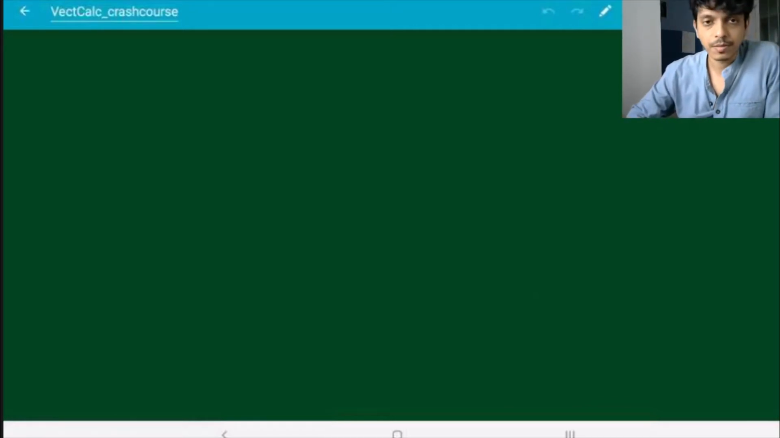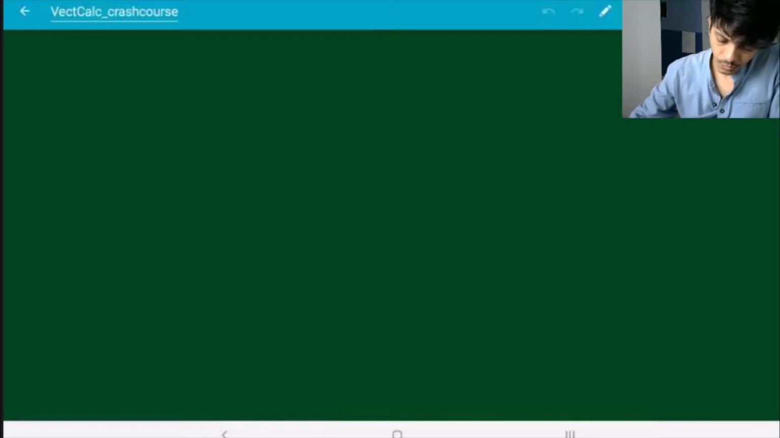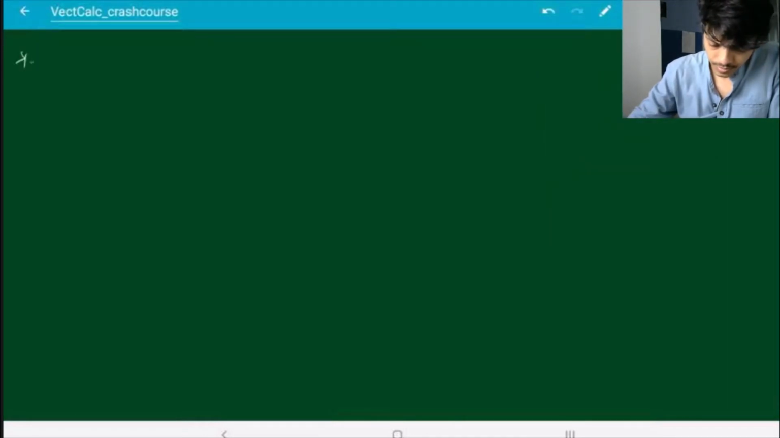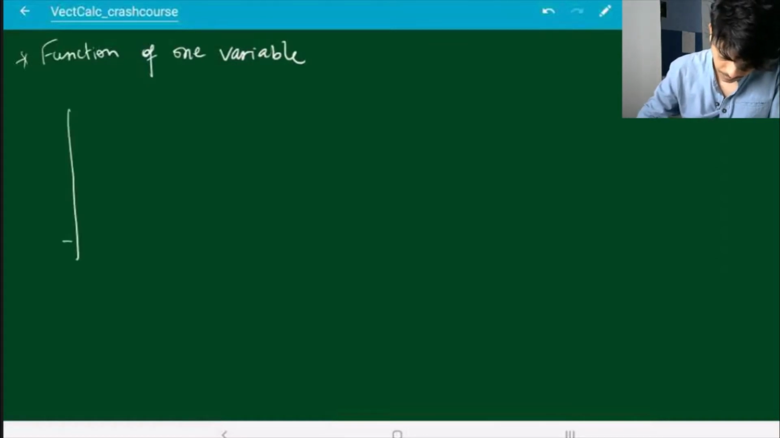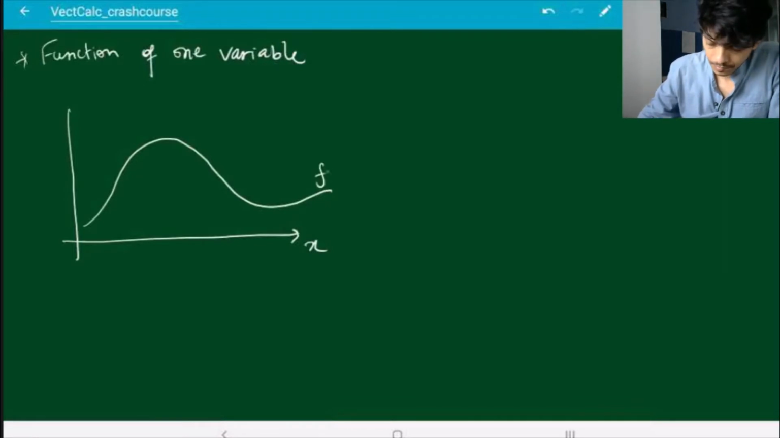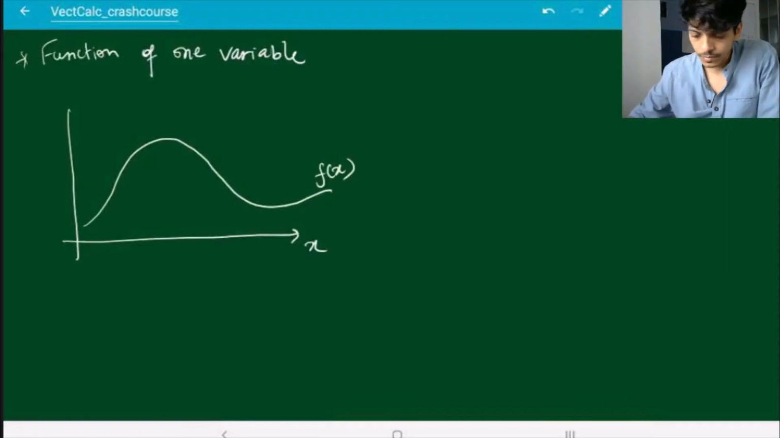Okay, so let's start talking about differentiation. Once again, we'll look at a function of a single variable first because that is something we are already familiar with. Suppose there is a function that looks something like this. So if I'm standing, we are talking about differentiation.